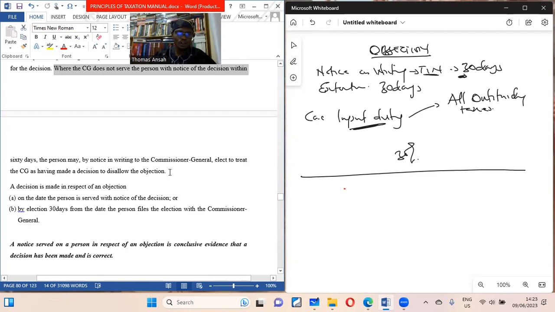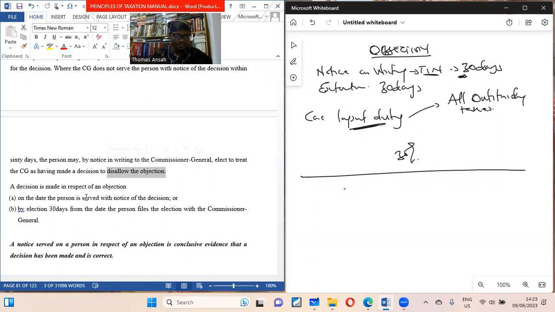And therefore you can take the next step. Now, when you treat his silence of 60 days as a disallowance, then you have another 30 days to go to the next level. Under the section 44 of Act 915 before the amendment, the next level for you was to go to the High Court.